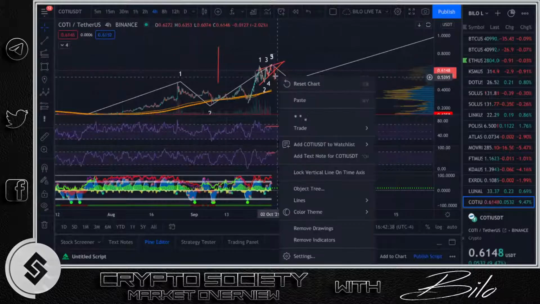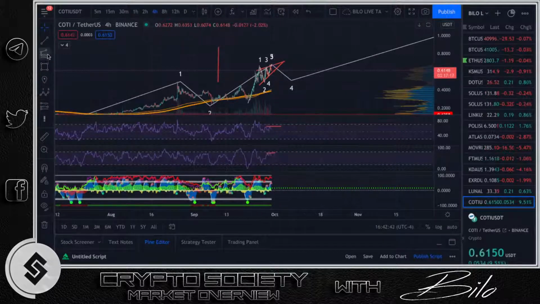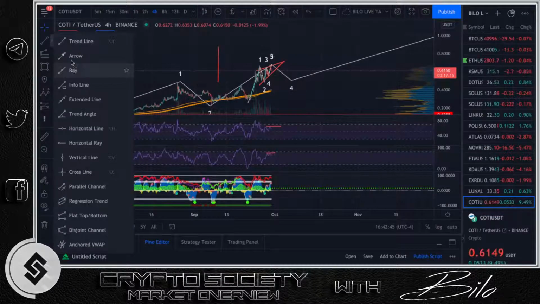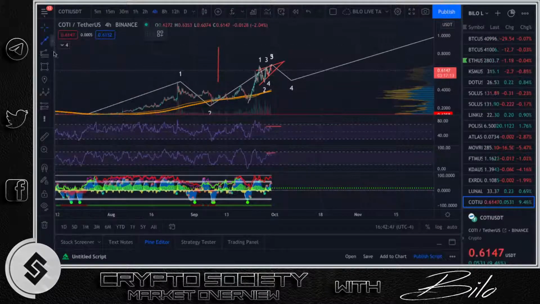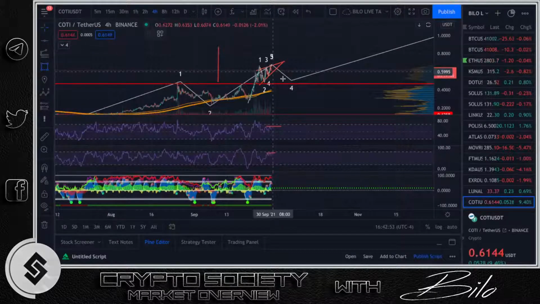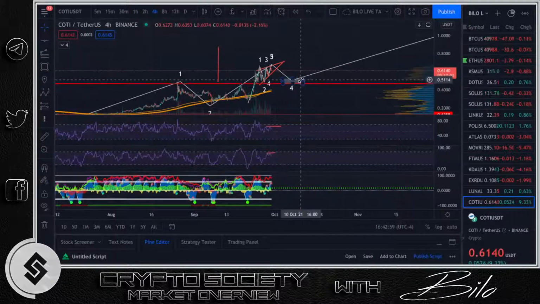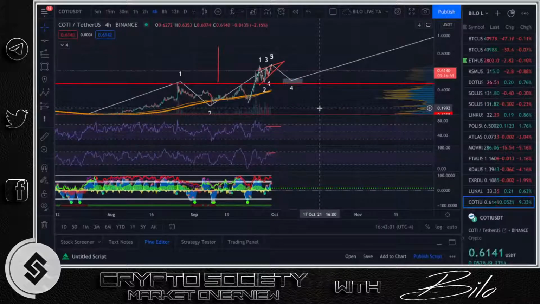Yeah. So I would want to see it. I think it'll drop to basically just above this line here. About here. So the target for a short, guys, if anybody wants to short, not financial advice, is about 51 cents.